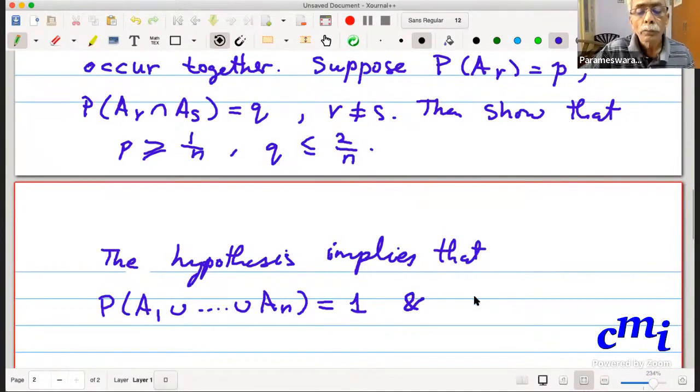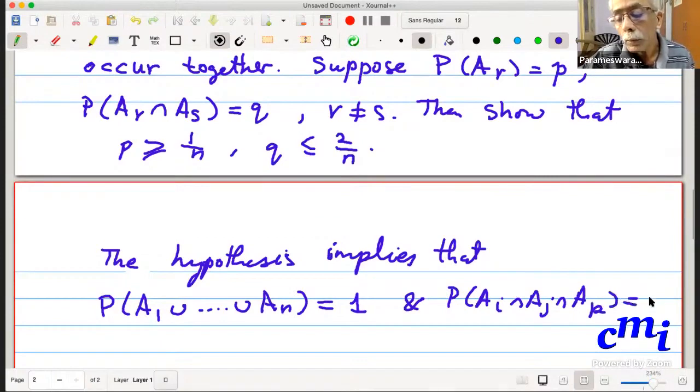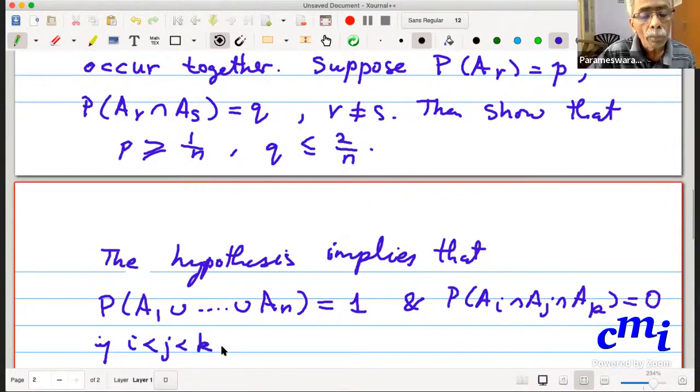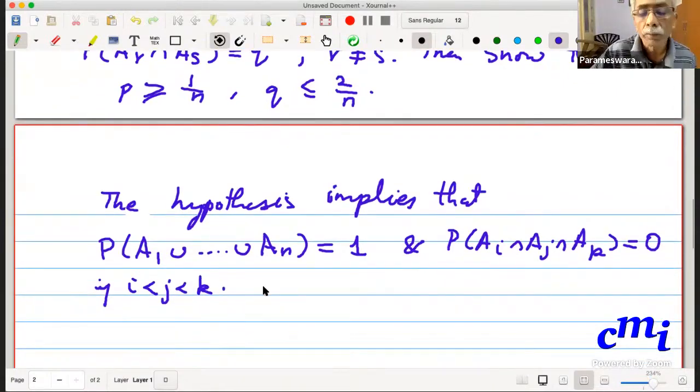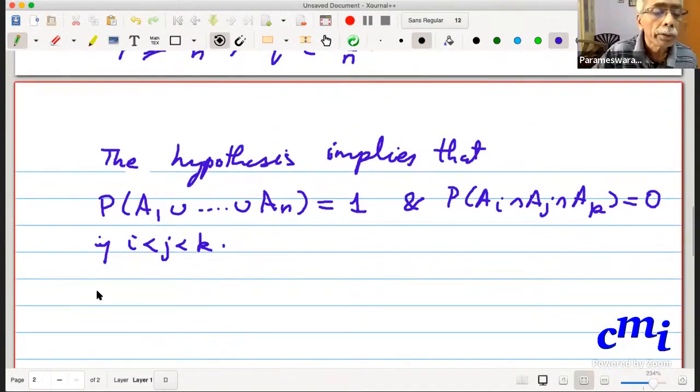And no more than 2 can occur. So the probability of AI intersection AJ intersection AK is equal to 0 if I is less than J is less than K. Of course, they are arbitrary otherwise, between 1 and n. So you are told this, and now you can write.